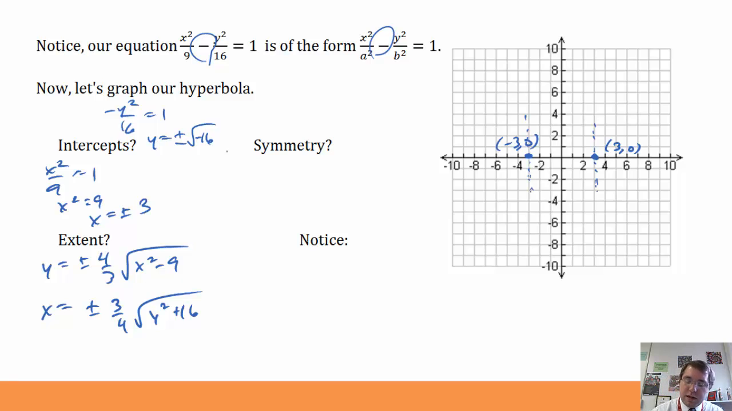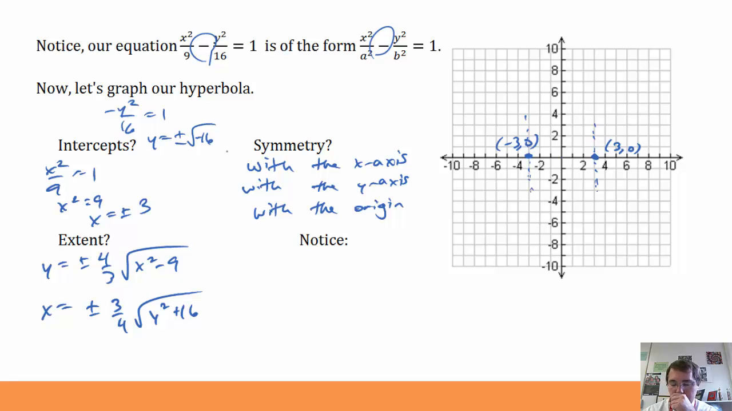And do I have symmetry? Well, I will have symmetry. I will be symmetric with the x-axis. I will be symmetric with the y-axis. And it turns out in this case I will also be symmetric with the origin, with 0, 0.